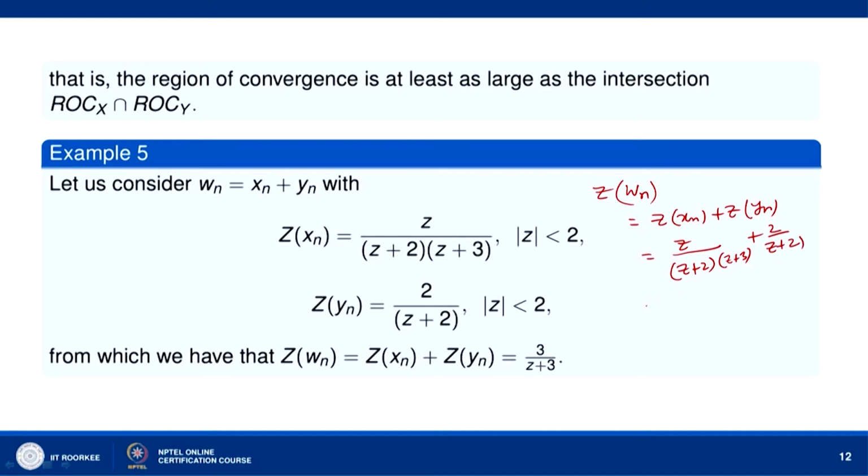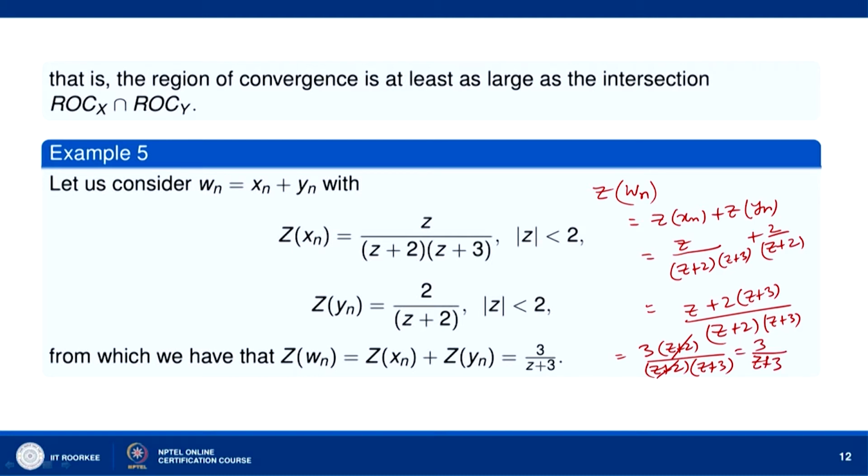Okay. So, what do we get? Over the common denominator (z+2)(z+3), we get z in the numerator, and then 2 times (z+3). So, what you get is 2z plus 6, that is 3z plus 6. So, 3 times (z+2) divided by (z+2)(z+3). Okay. So, this will cancel and we get 3 over z plus 3.